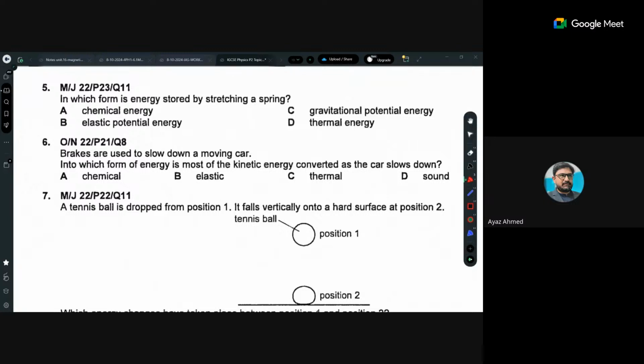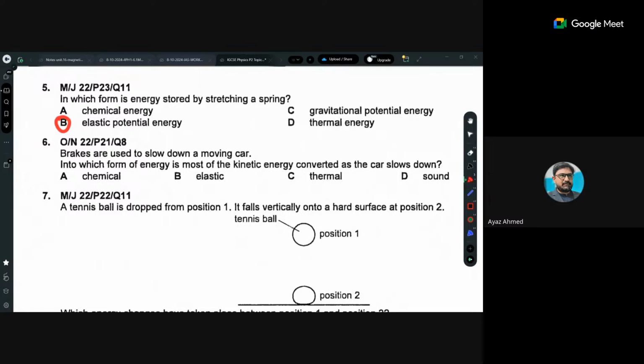Okay, then which form of energy is stored in a stretching spring? Chemical, gravitational, elastic potential, or thermal? Elastic potential. Yes, exactly. So this is a fact, and you have to know about that.